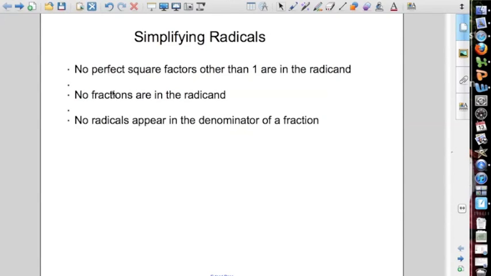Today we're going to talk about simplifying radicals. When you're simplifying radicals, there are three things that you have to remember. The first is there should be no perfect square factors other than one in your radicand. Remember that the radicand is just the number that's underneath the radical sign.